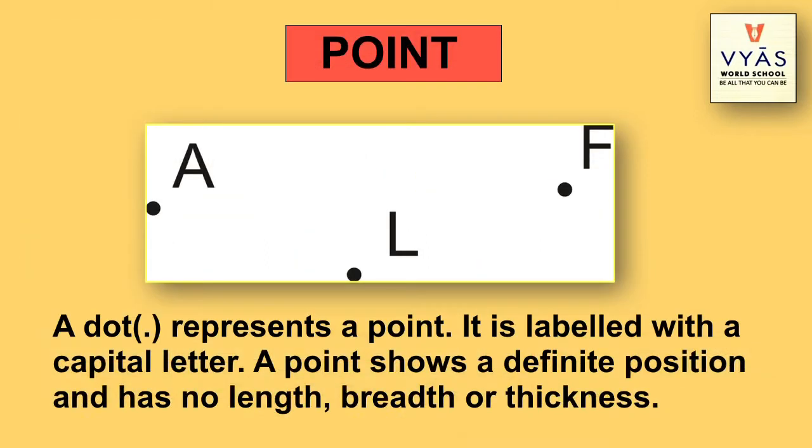So first of all, we will know what is a point. We are going to study about point first. A dot represents a point. It has no length or breadth. It is labeled with a capital letter. Okay, and that means a point is represented by a dot.